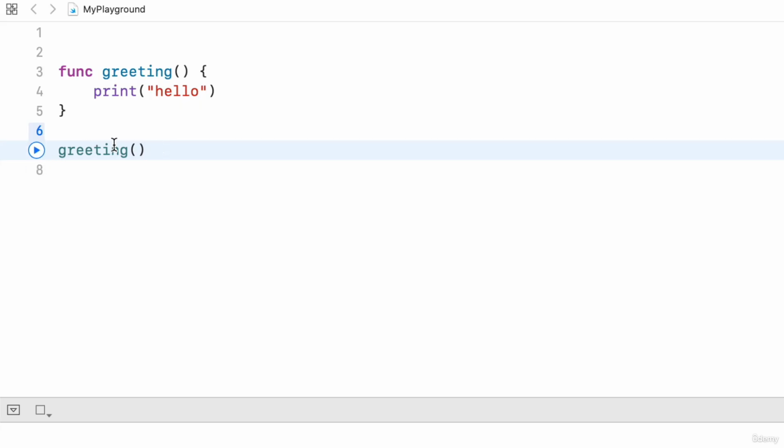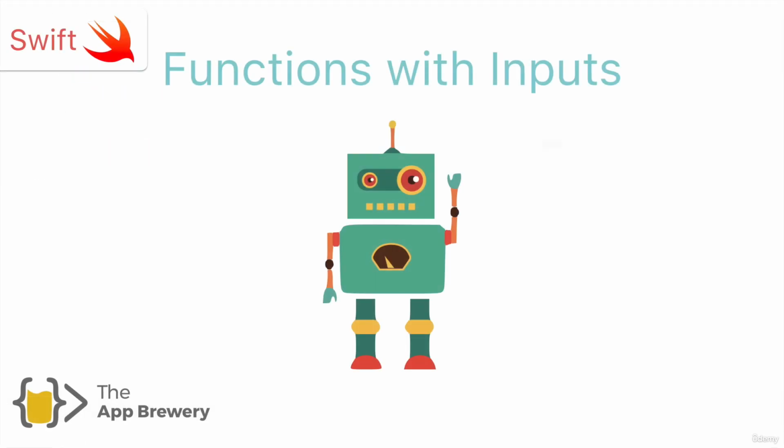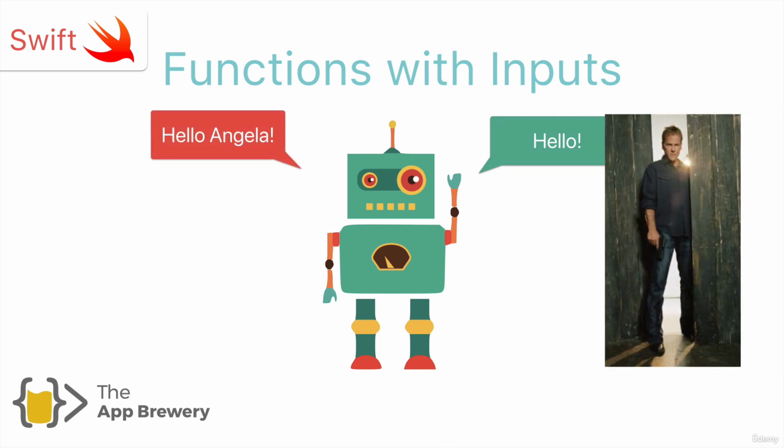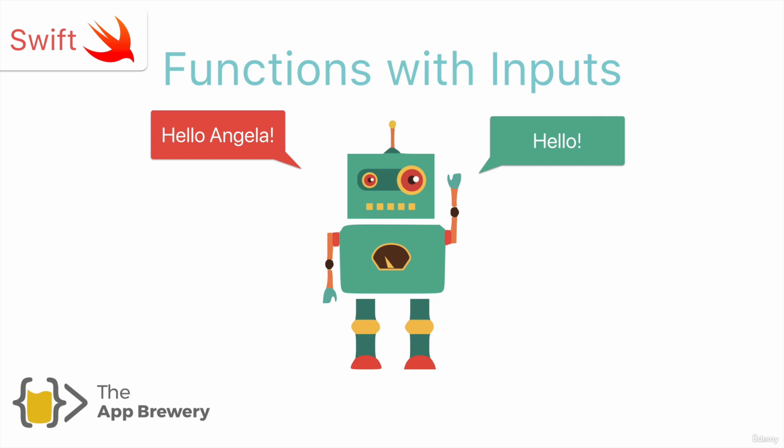Now, if you think back to the greeting function that we created earlier on, all it does is say hello. But what if we wanted it to do something slightly different every time? What if, say, we wanted it to greet whoever came to our house? So it would have to say hello Angela or hello Jack, depending on who's actually at the door. How can we pass the name of that person to the greeting function as an input?